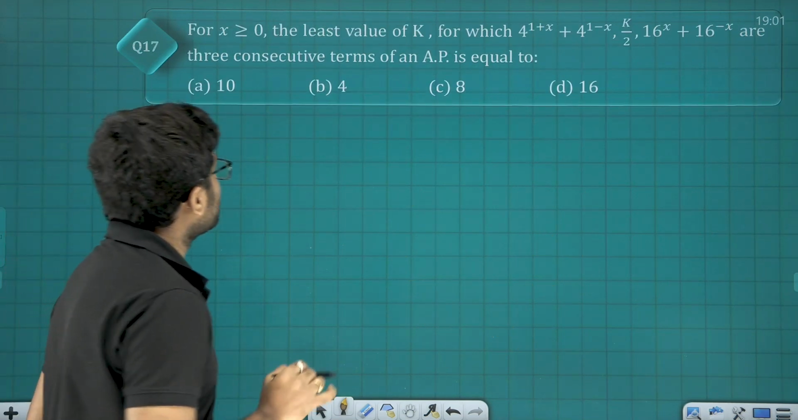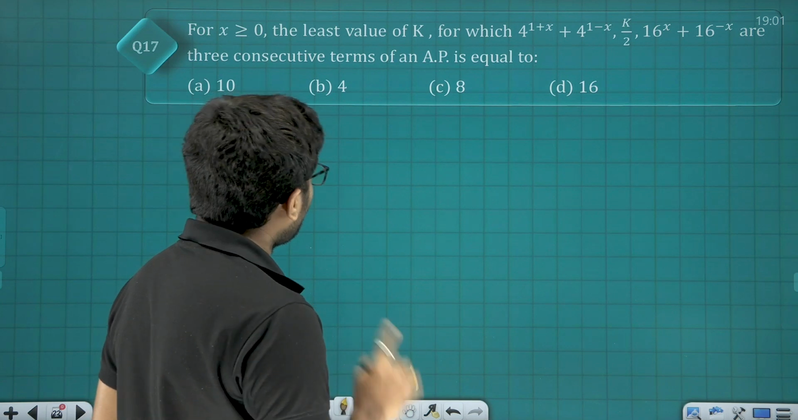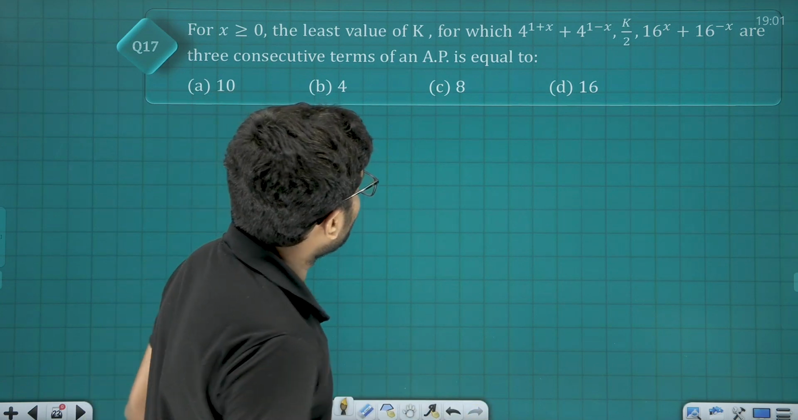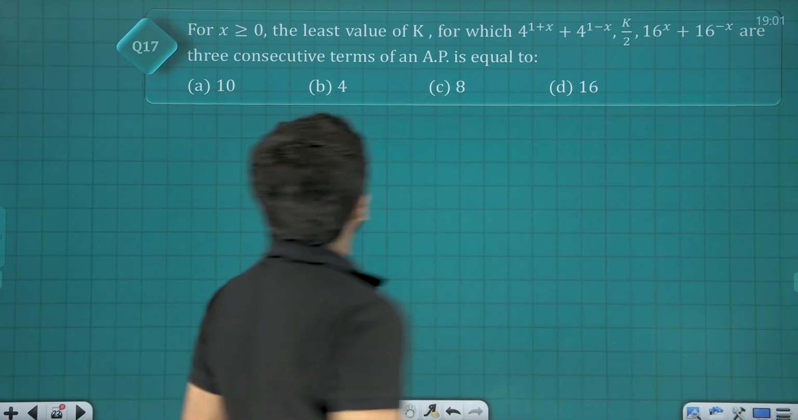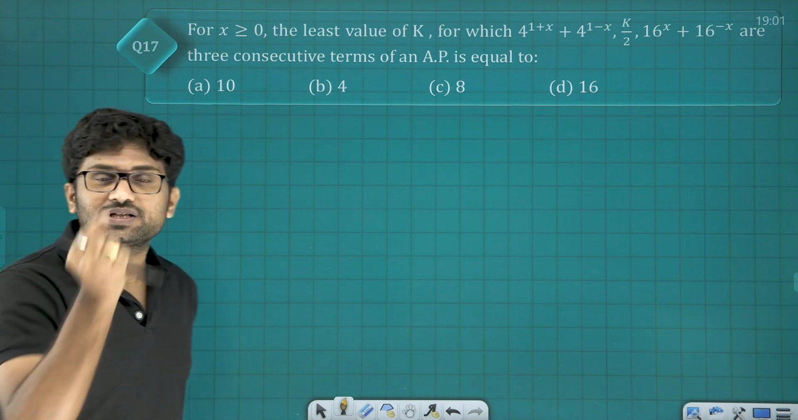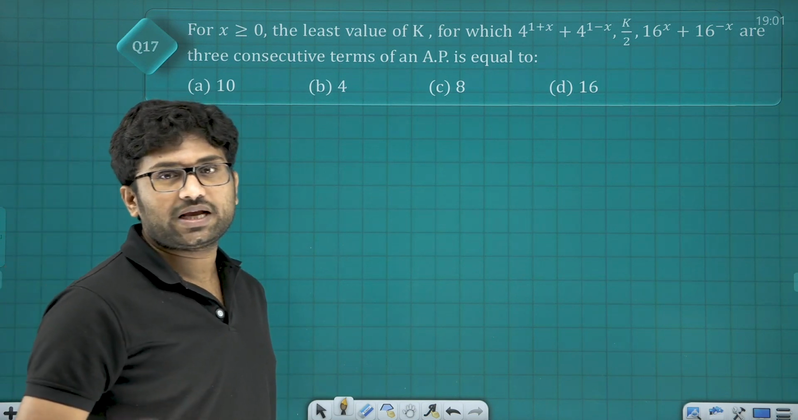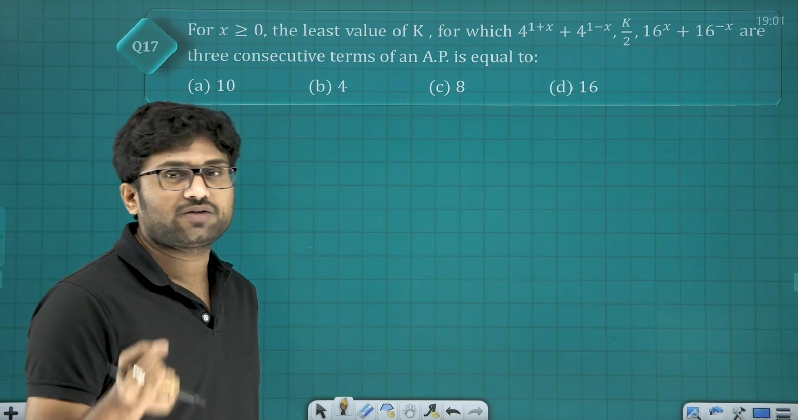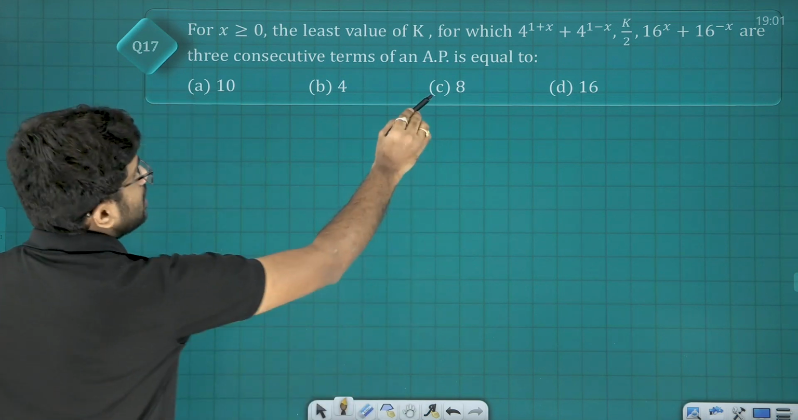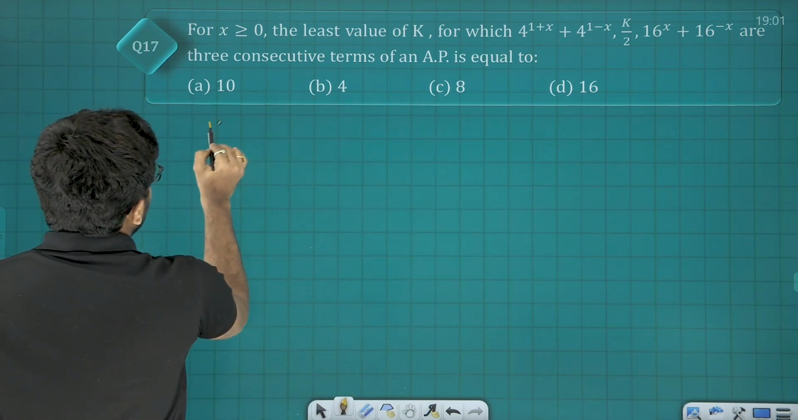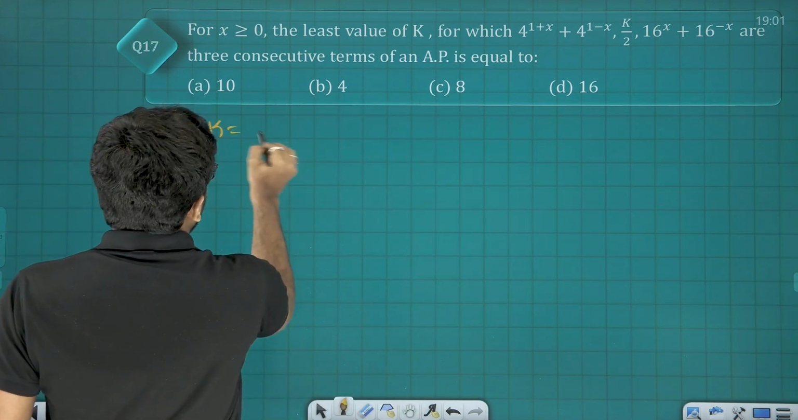For x greater than or equal to 0, the least value of k for which the 3 terms given are 3 consecutive terms of an AP. Friends, if they say that 3 terms A, B, C are in AP, the first step that we do is 2B equals A plus C. So 2 into k by 2, that is k, equals A plus C.